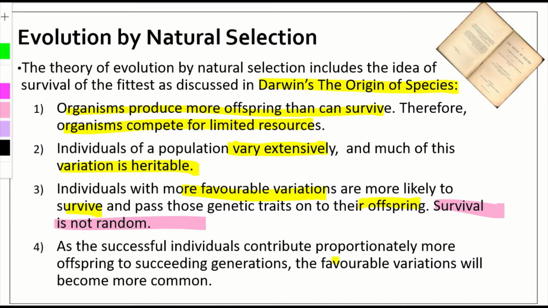Then the favorable variations will become more and more common. If you think of your peppered moth example, the white colored moths were better suited, and then once the tree color changed, the black colored moths were better suited. So the survival wasn't random, it was based on whichever one was better suited for the environment.